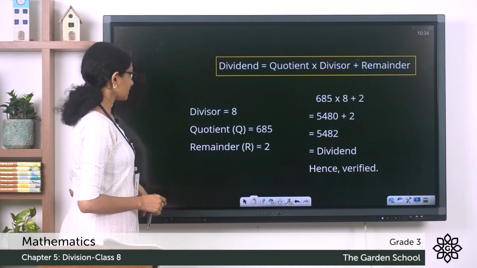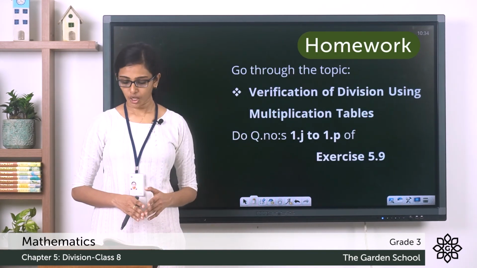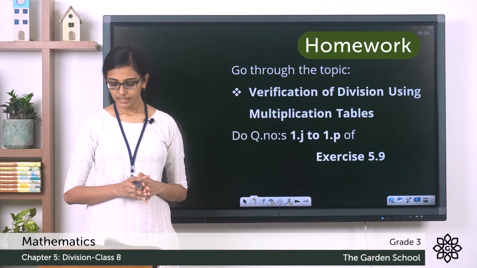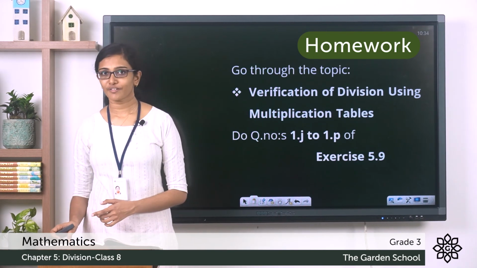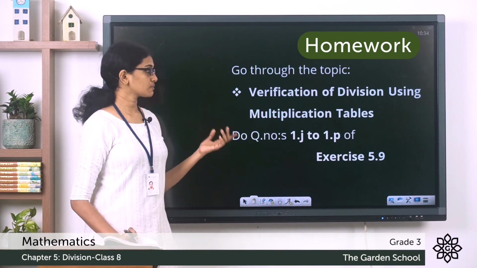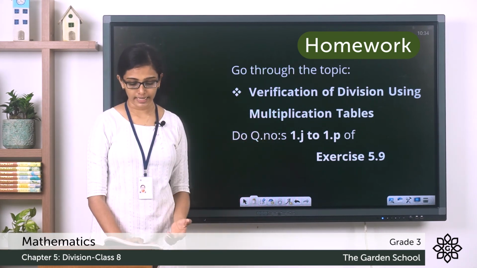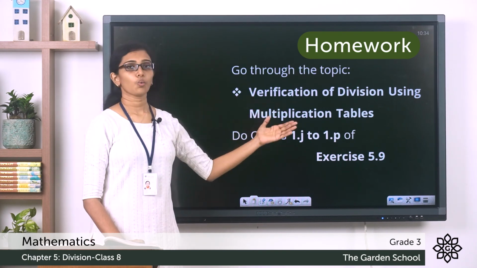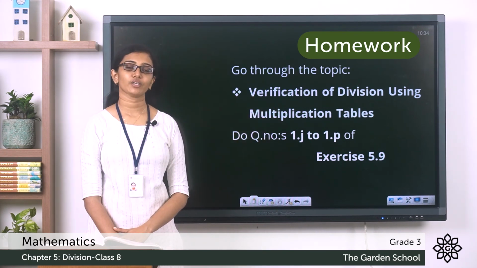Clear? Now you have to go through the topic verification of division using multiplication tables, and that is on page number 77 of your textbook. After that, please move on to exercise 5.9. You have to complete the questions 1J to 1P of exercise 5.9.